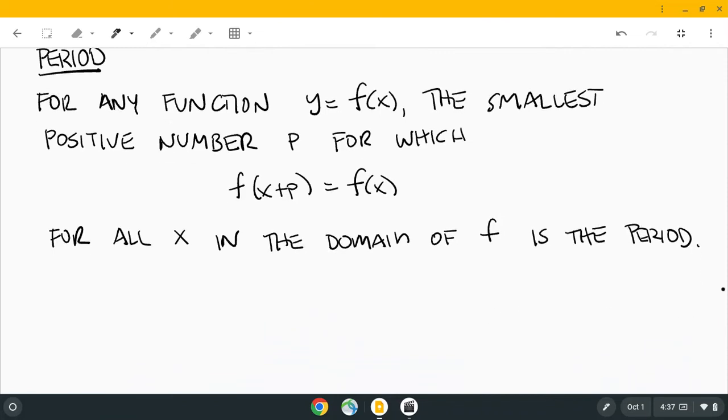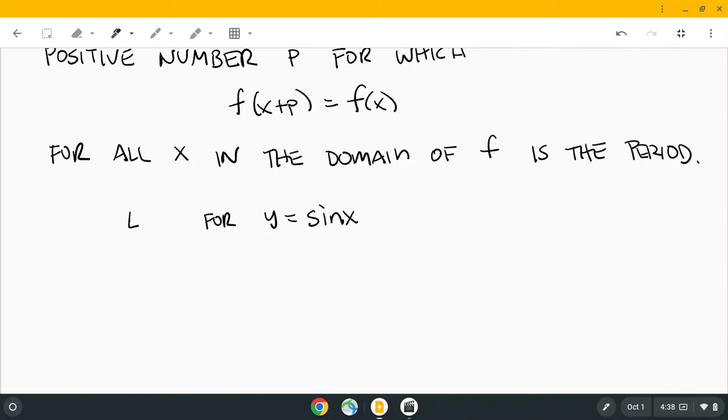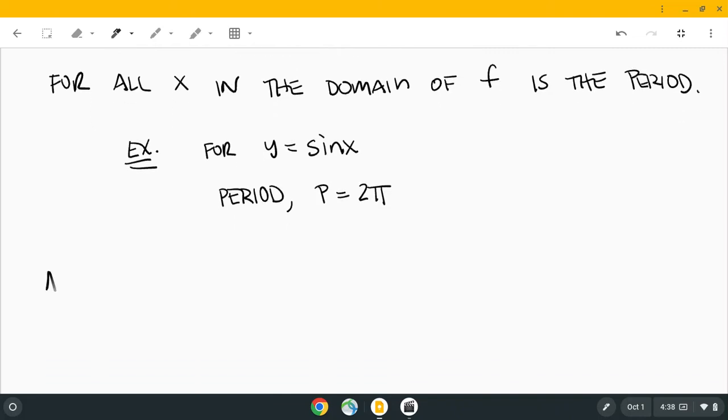So here, for y equals sine x, the period p is 2 pi, because if you shift over 2 pi, you're going to get the same y value. All right. The amplitude.